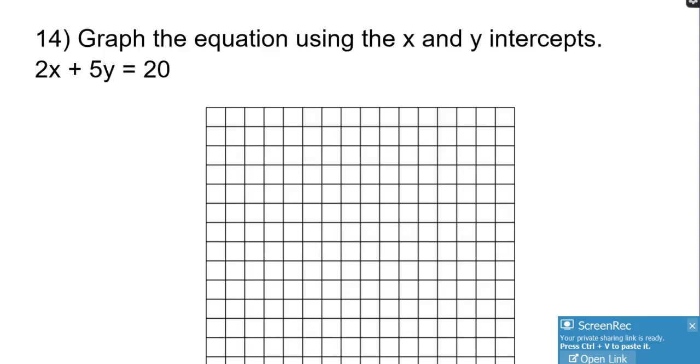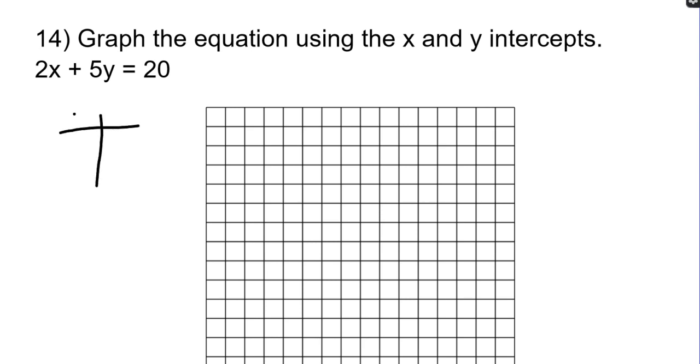the equation using the x and y intercepts. 2x plus 5y equals 20. So when you're asked to use the x and y intercepts, I always have you write a little table to help you. What does it mean that I'm looking for the x-intercept? What does it mean I'm looking for the y-intercept?